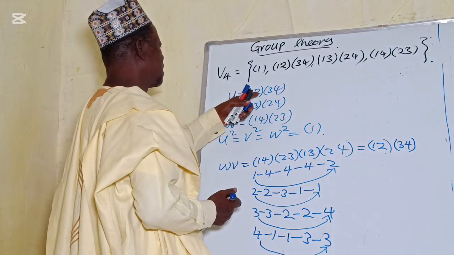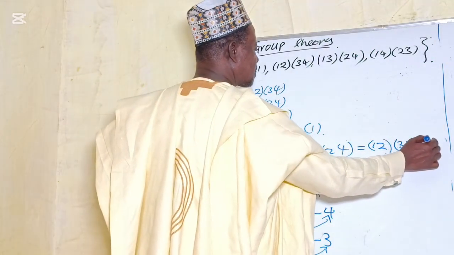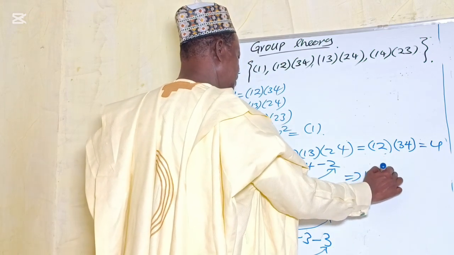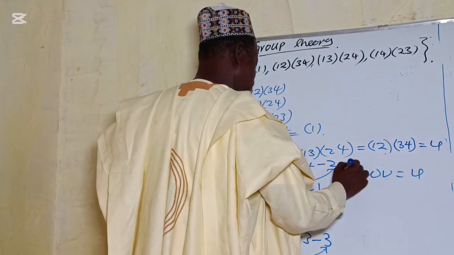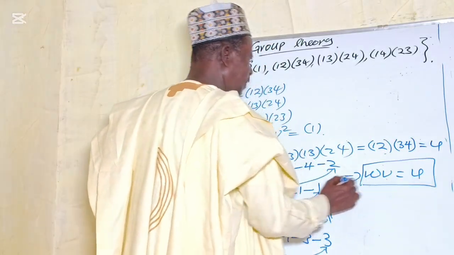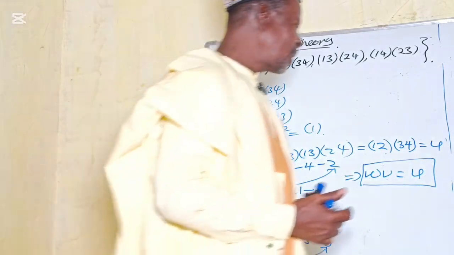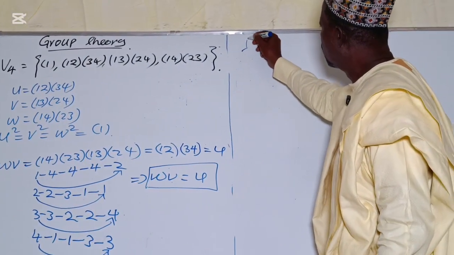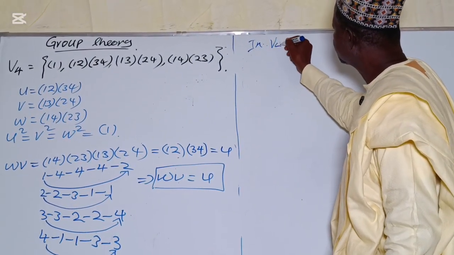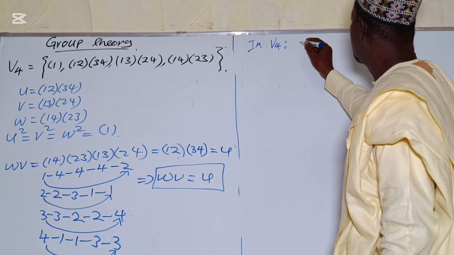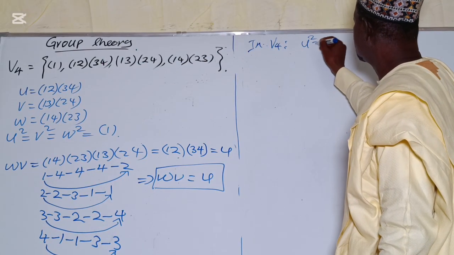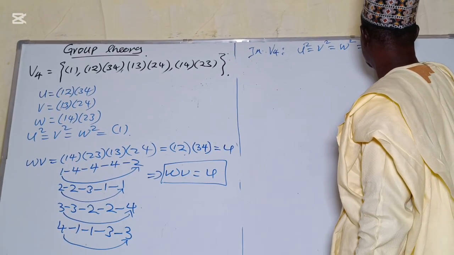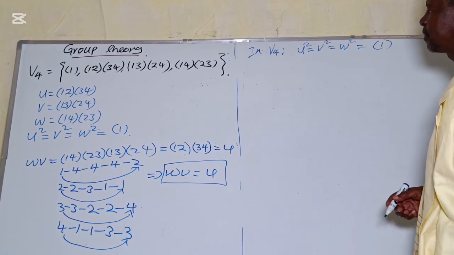What is (1 2)(3 4)? It's U. So it means WV is also going to give me U. Okay, so my interpretation is that in B4, I have U squared equals V squared equals W squared, and all are equal to the identity element.